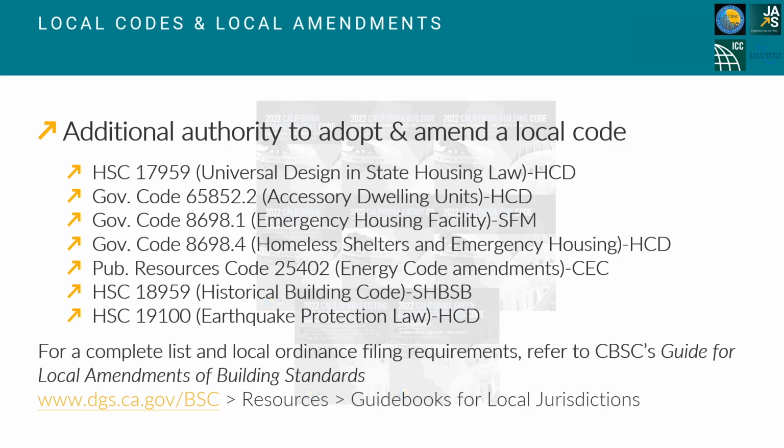Each triennial code cycle, the Building Standards Commission updates its Guide for Local Amendment of Building Standards. In it, you'll find all the local amendment law citations and for which state agency specific amendments should be filed.